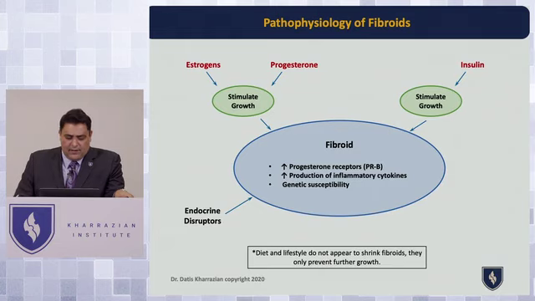Now, we know when we talk about fibroids, estrogen and progesterone stimulate growth, insulin stimulates growth. And the key thing with fibroids is fibroids have increased sensitivity to progesterone receptors, PRB receptors, and they have increased inflammatory cytokines. And then endocrine receptors also promote fibroid growth, but diet and lifestyle do not appear to shrink fibroids, they only prevent future growth.